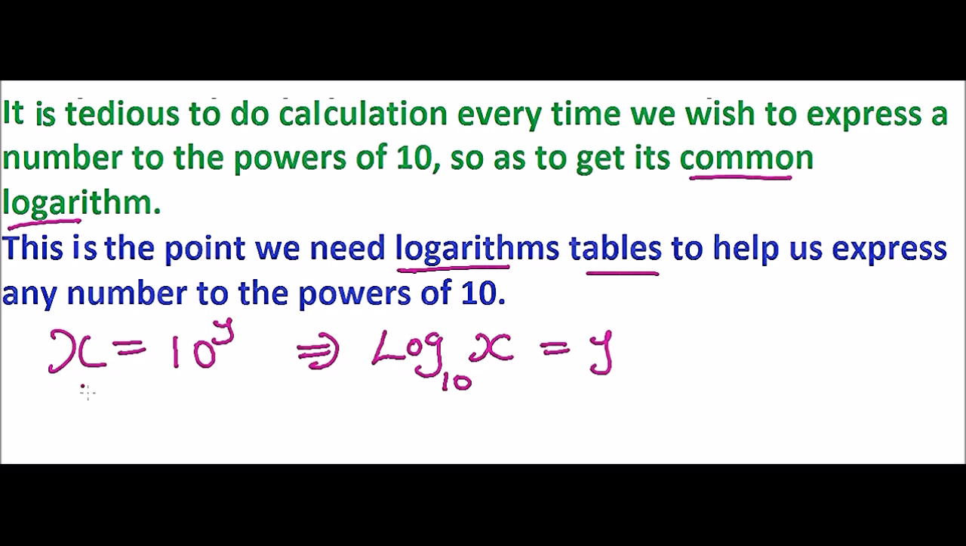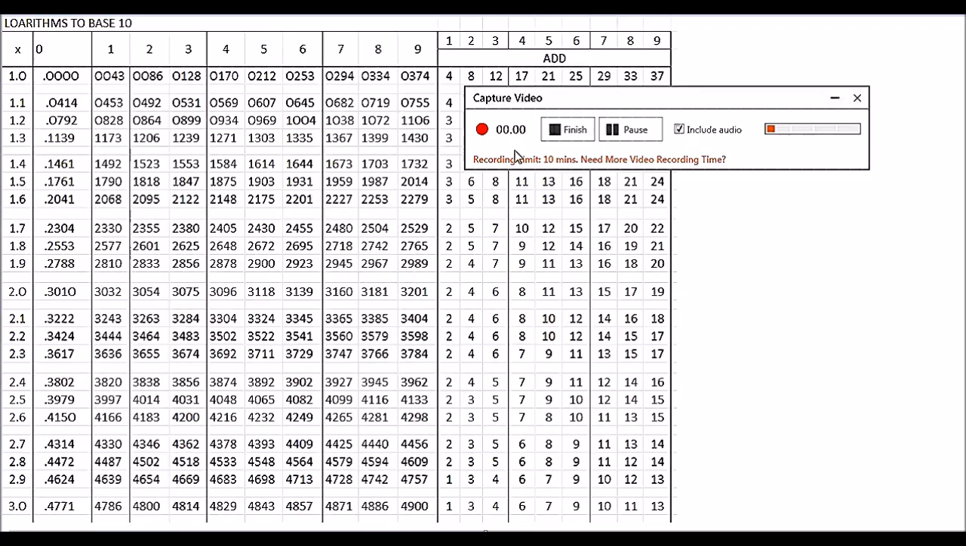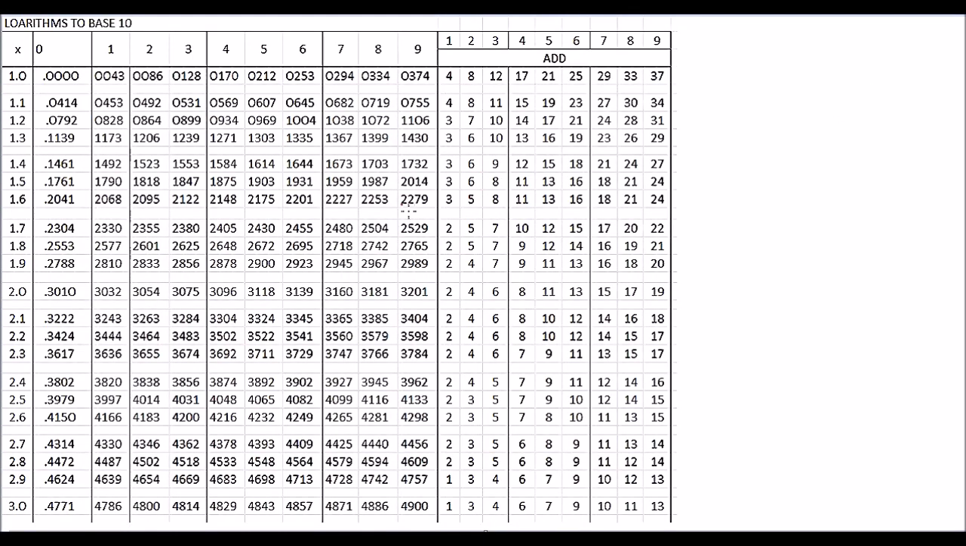So if we are able to express any number to the powers of 10, then it becomes easier for us to get the common logarithm. So we are going to look at the logarithm table, how we read the logarithm table, and how we use it to get the common logarithms. Now, this is a logarithm table. It is found in our mathematical tables, which in most cases is a requirement. When you are reporting to high school, you are required to come with one. So we are first of all going to understand how we read the logarithm table.